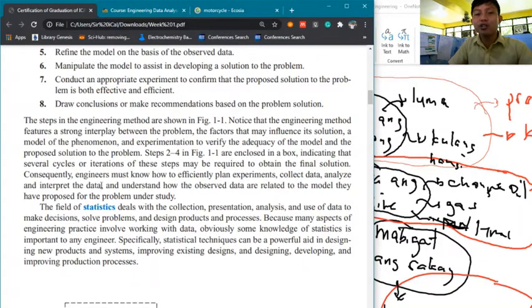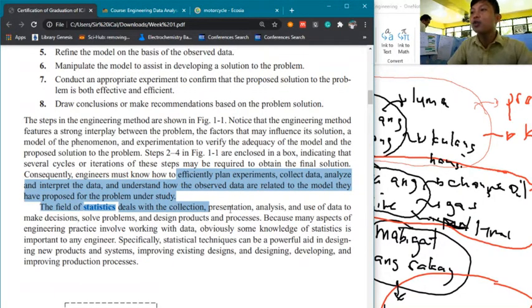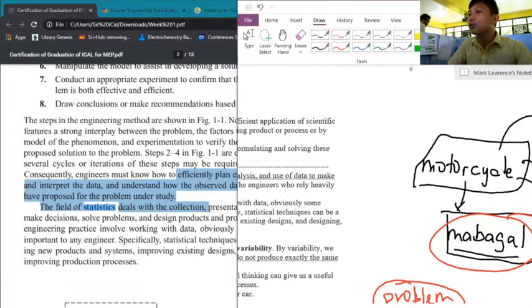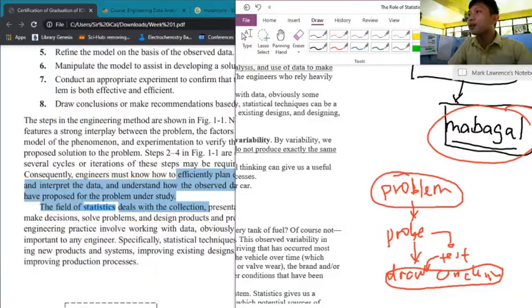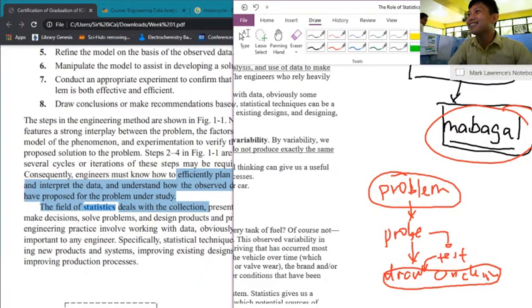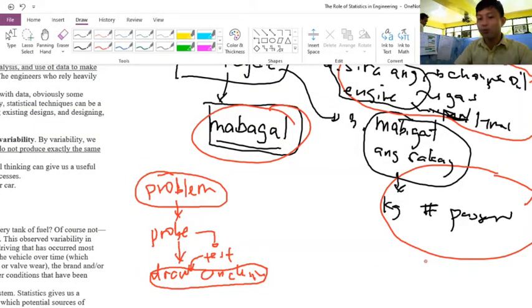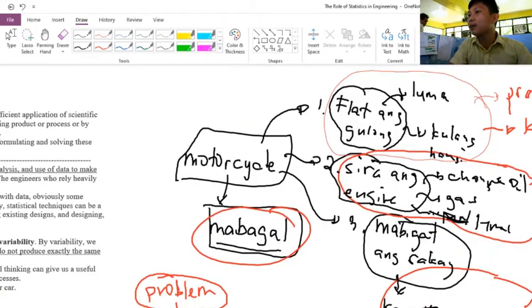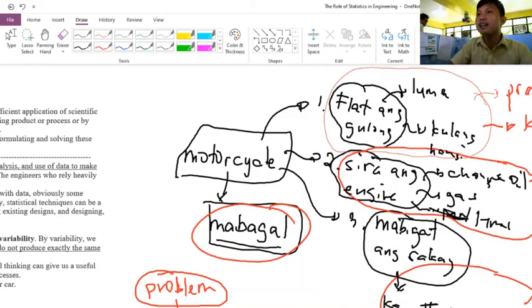So that is how engineers know how to efficiently plan experiments, collect data, analyze and interpret data, and understand how the observed data are related to the model they have proposed for the problem under study. So ganito po. So actually ganyan po. Ganyan ang pagda-diagnose. I-analyze ko lang, i-breakdown ko lang para sa inyo.